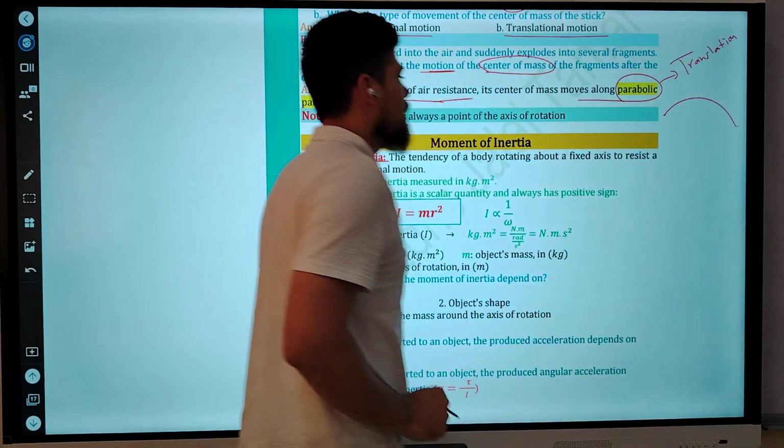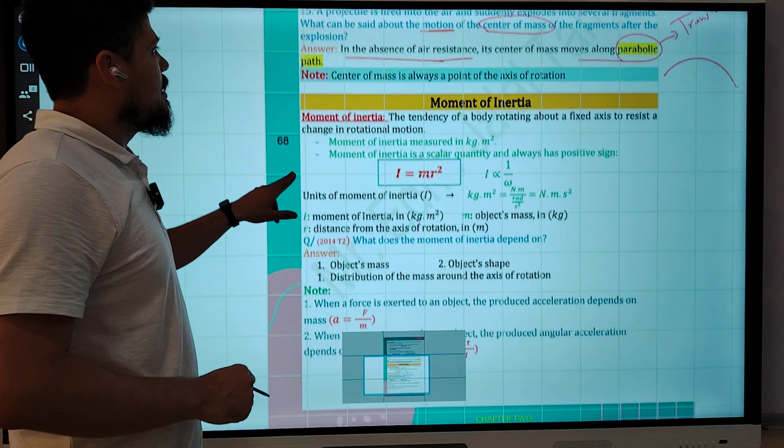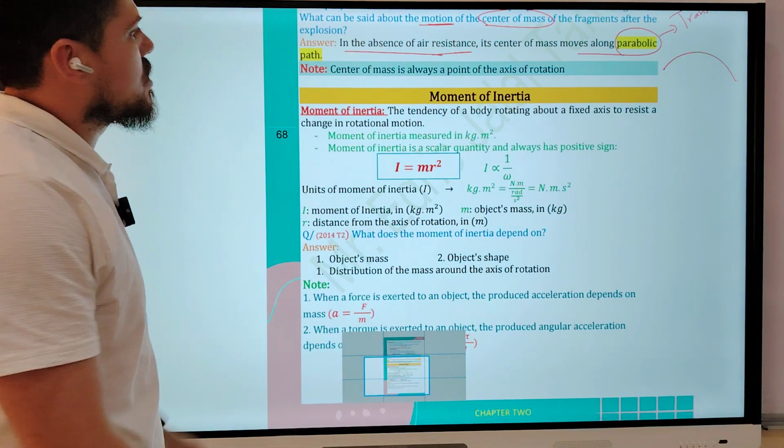It changes position. The center of mass is always a point on the axis of rotation.